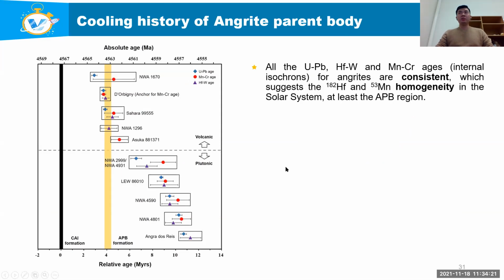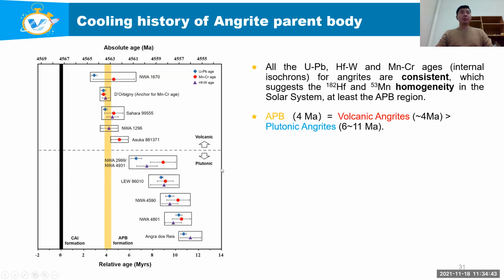And from this figure, we can see that all the uranium lead, hafnium tungsten, and manganese chromium ages are very consistent. So this suggests parent nuclide hafnium and manganese homogeneity in the solar system, at least in the Angrite parent body region.